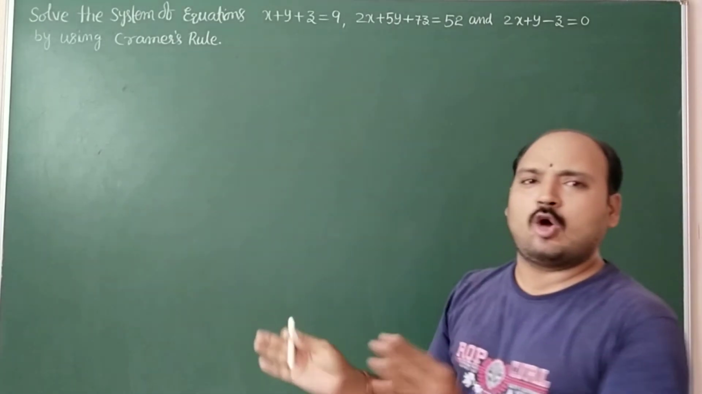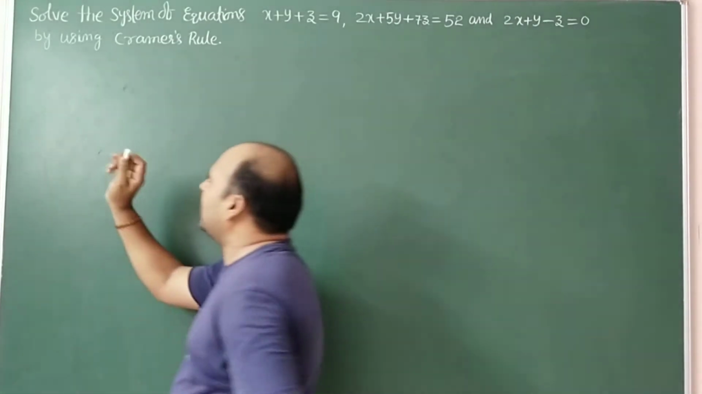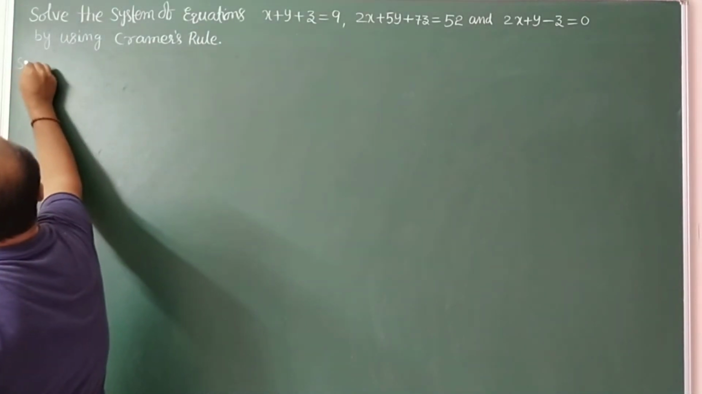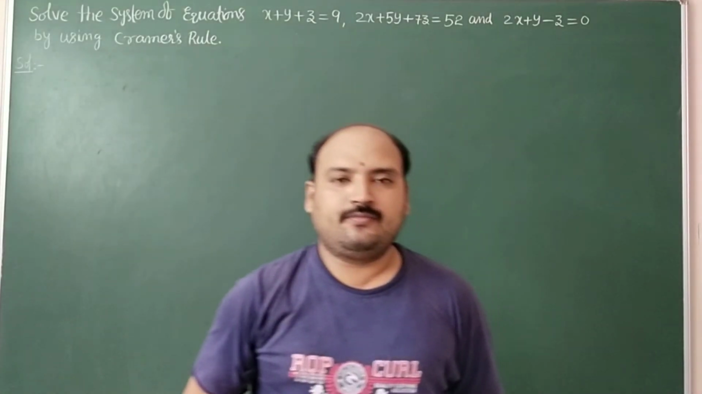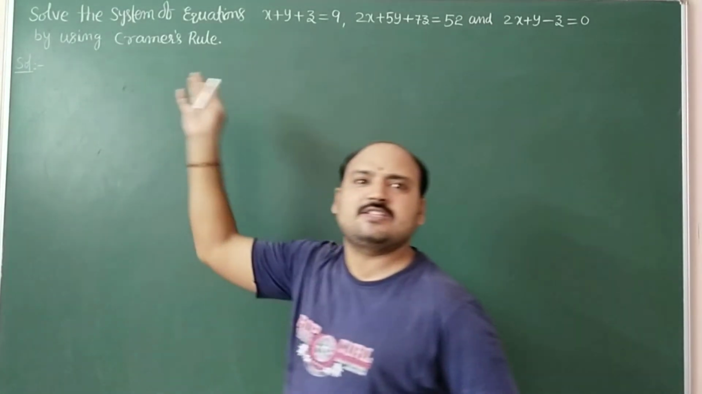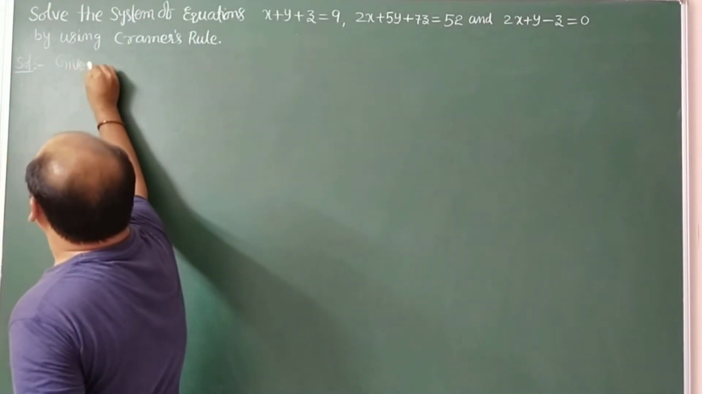Whenever a question like this is given, obviously they are asking for 7 marks or 4 marks. So if they are asking for 7 marks, write proper steps to get the full marks in the public examination. See here, the first step is the given system of equations.